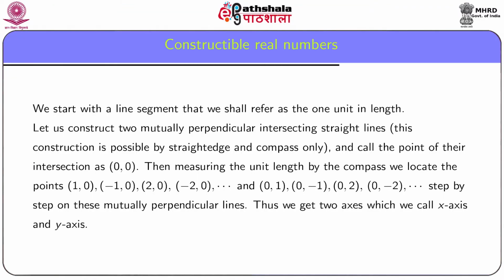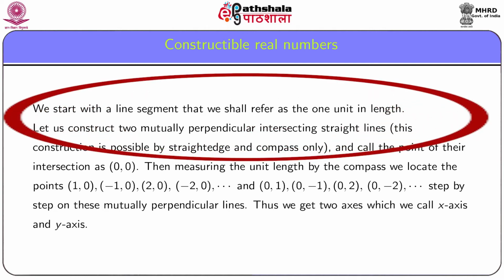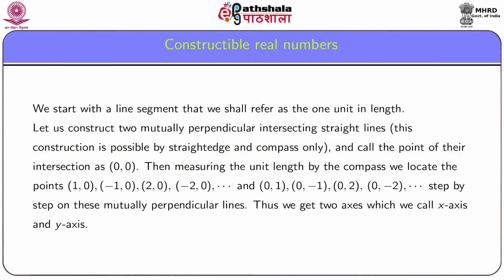If we want to measure the length of a line segment, there should be a standard line segment, which we call a unit, that is 1 unit in length. Let us construct two mutually perpendicular intersecting straight lines.